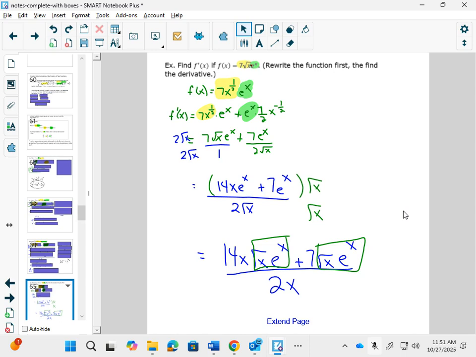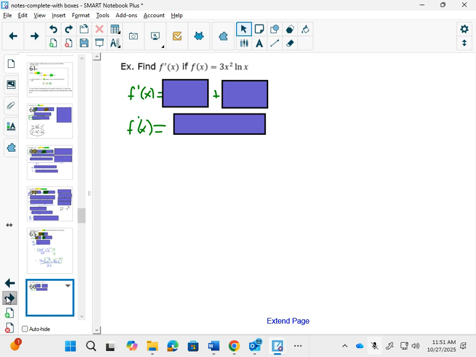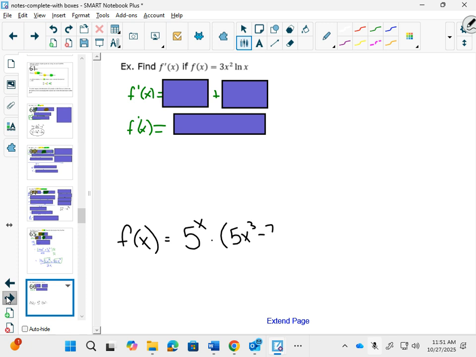Okay, we'll do one more question, because we haven't done enough questions with the natural log. I'm going to add one more. You can try this one on your own. I'll give you one more. Here, we'll do that one as well.